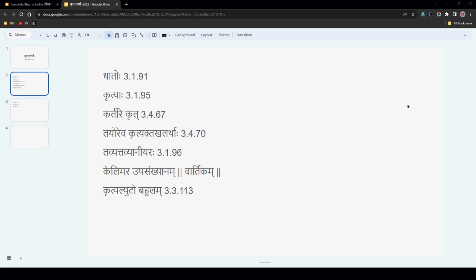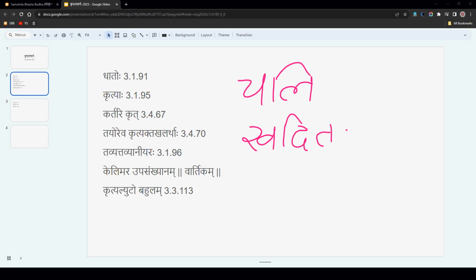Also, what did we see last time? So we saw, in some cases, like Drashtavya, Darshaniya, Gantavya, Gamaniya, Chalitavya, Chalaniya, or Khaditavya, Khadaniya.